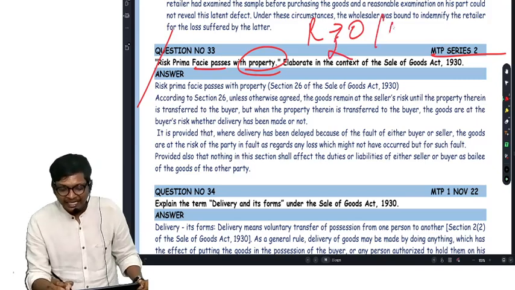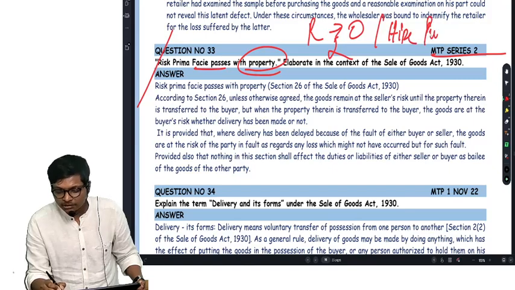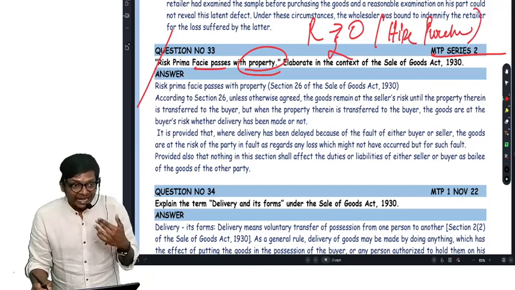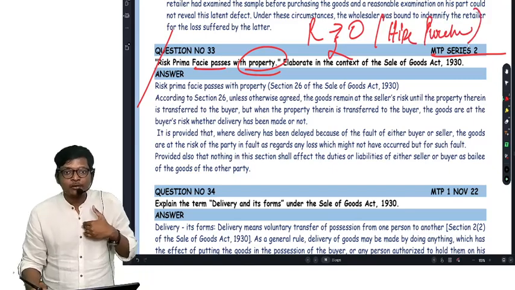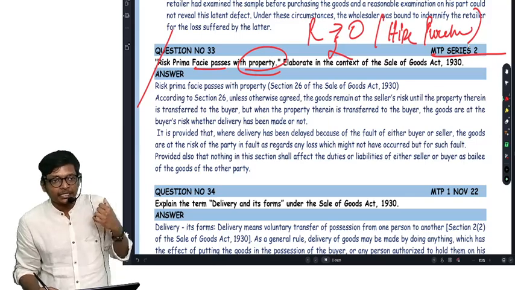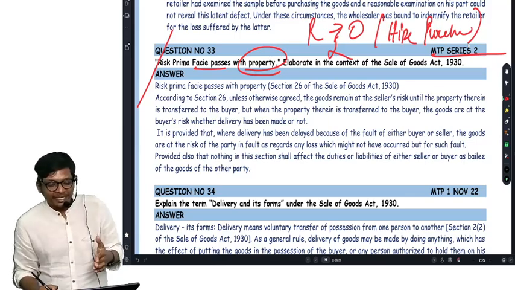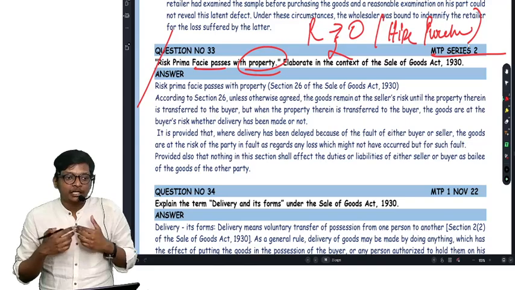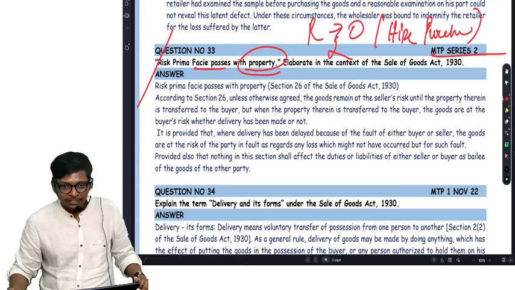I can change it. Example, hire purchase. If there is an agreement, hire purchase, a classic example. I bought a BMW car on an EMI basis. BMW is the owner, but I am the one using it. Risk is still with me. Ownership is with BMW. Are you following?